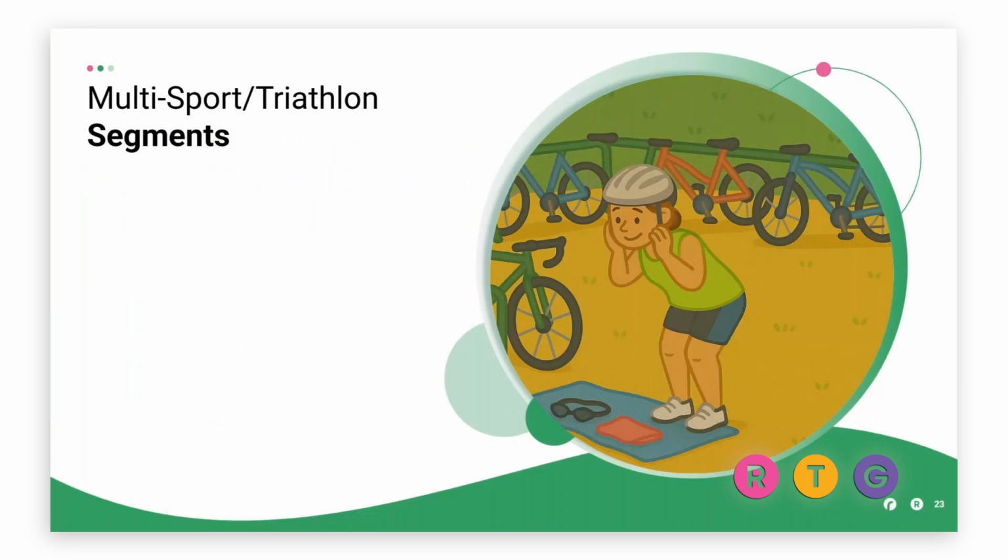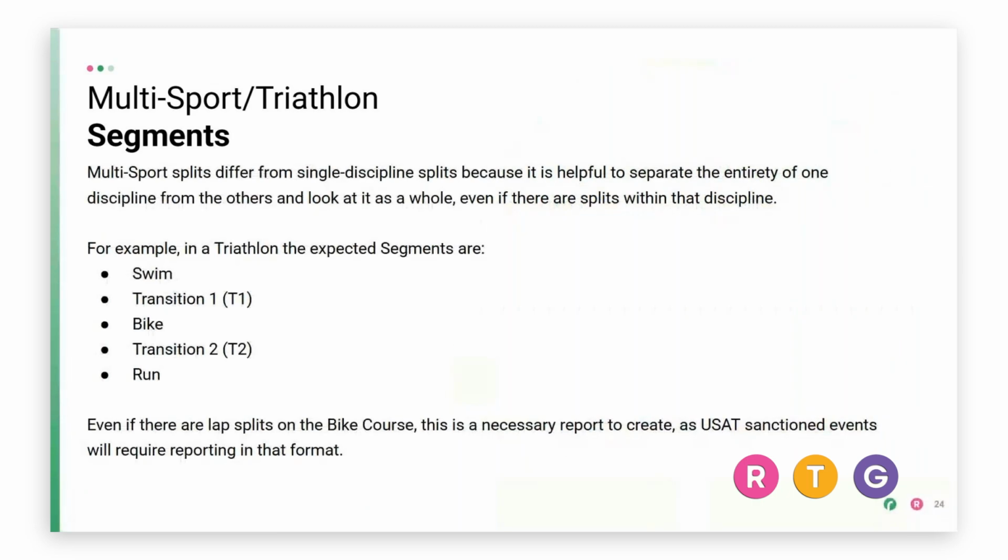So that's the standard, all the same discipline. Everything has the same pace type. Everything is put out in these increments that make sense for that type of event. But for multi-sport or triathlon segments, it's a little bit different. Multi-sport segments differ from the single discipline ones because you may want to separate out each of the disciplines from the others on the whole, even if there are splits within the discipline.